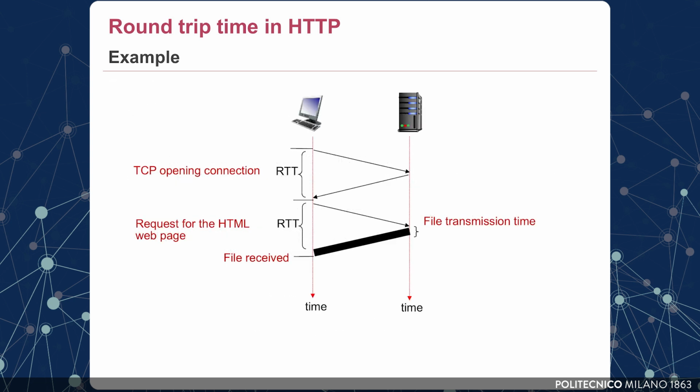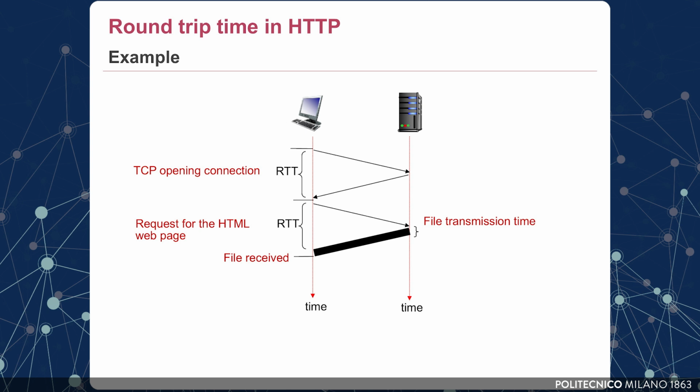This diagram illustrates the sequence of events and timing involved in the HTTP request-response cycle, focusing on the time components of data transfer over a TCP connection. The process begins with the client, for instance a browser, initiating a TCP connection to the server. This step involves an RTT, which is the time it takes for a small packet to travel from the client to the server and back.